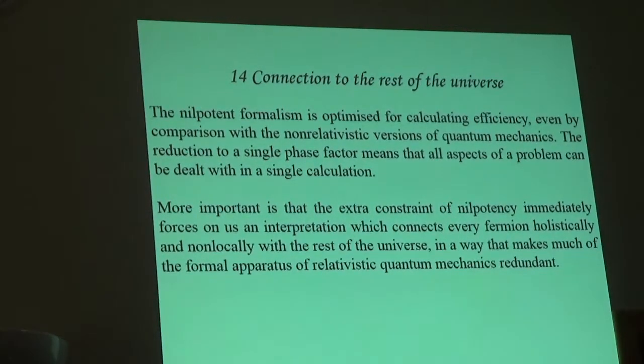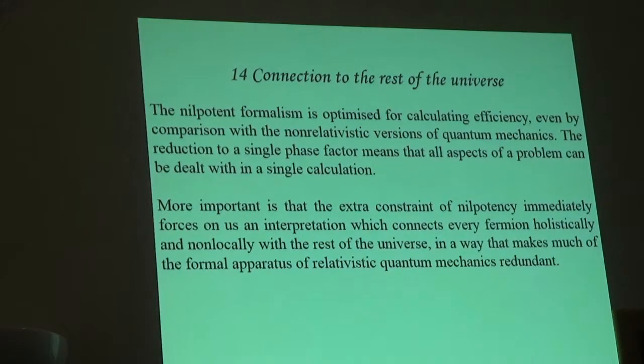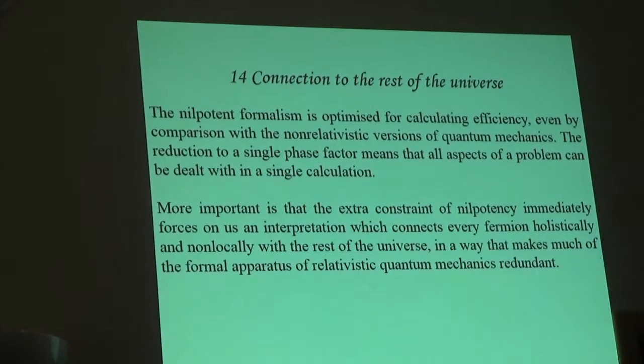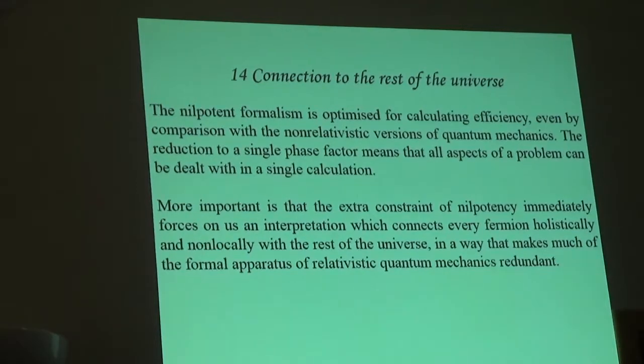And I say the nilpotent form is optimized for calculating efficiency. It's even better than non-relativistic versions, because they're quite difficult, because everything's in the wrong place. But in relativistic versions, every term is in the right place, and it just drops into the calculation. Once you reduce to a single phase factor, you can do everything using a single calculation. But I think more important than that is that we've now got a meaning for this nilpotency. And to me, it means that every fermion holistically and non-locally connects with the rest of the universe at all times. Always. Because to me there is a requirement for zero totality in the universe.